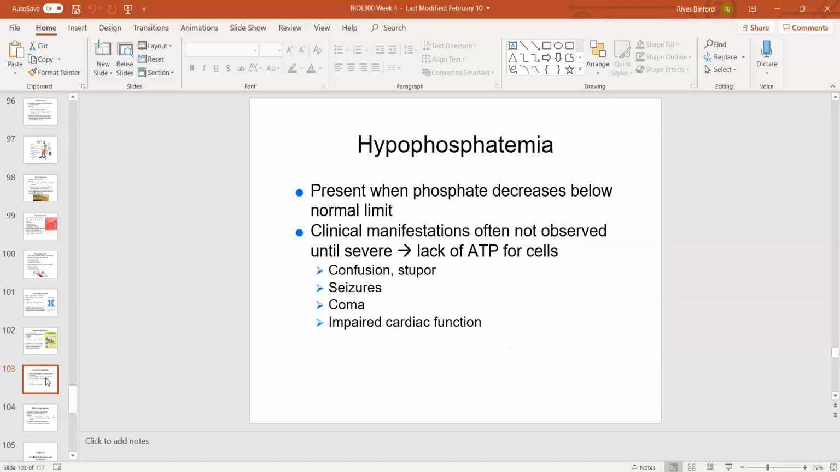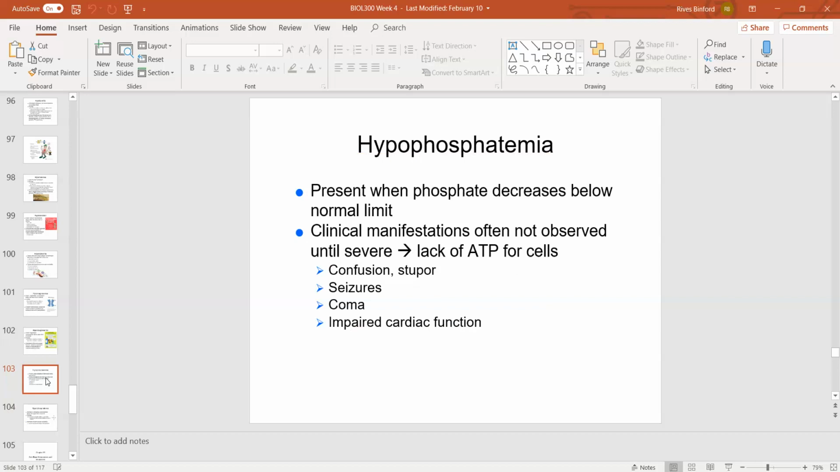The phosphates are very, very straightforward. Phosphate is something that is used in adenosine triphosphate. So if you have hypophosphatemia, you are going to be lacking a necessary substrate for ATP synthesis. And all of the outcomes associated with hypophosphatemia are the same outcomes you would expect for a lack of ATP in the cells. And it's not just neurons or muscles in this case, although you will see a lot of clinical manifestations related to a lack of ATP for neurons and muscle cells.